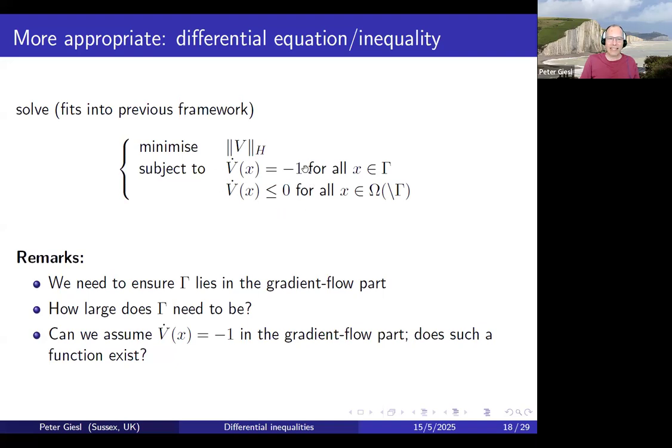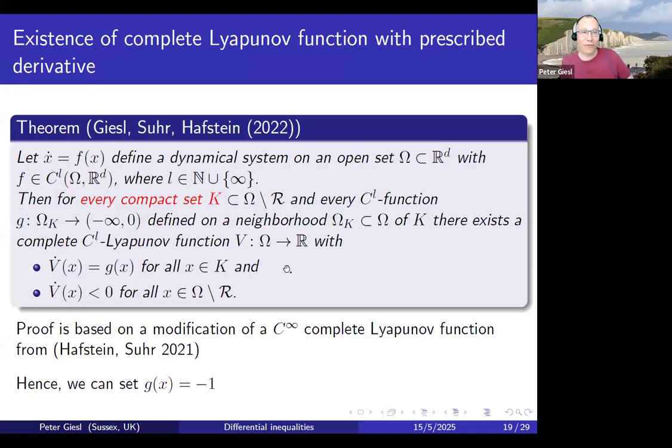So does there exist a complete Lyapunov function which is -1 in the gradient flow part? Can we prescribe this? Because Conley's theorem doesn't do that. It only actually says it needs to be continuous, and it doesn't specify a specific rate of decreasing. So that question answered first. We have proved a theorem that basically tells you, yes, you can fix the derivative on the gradient flow part.